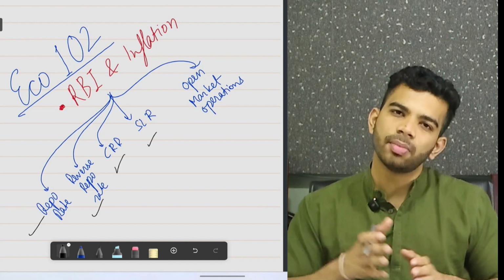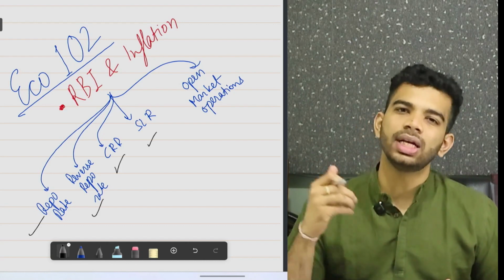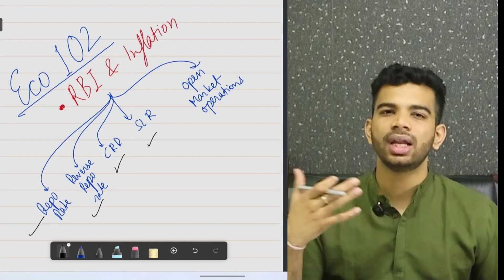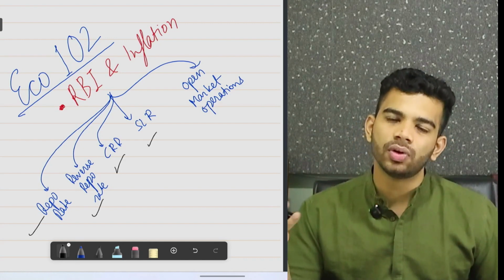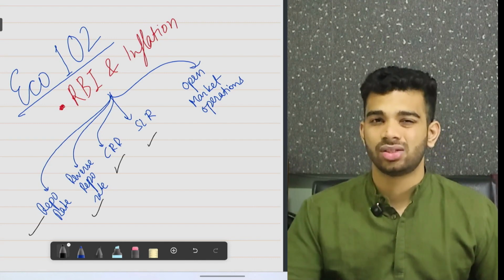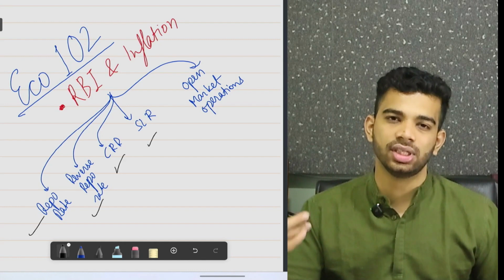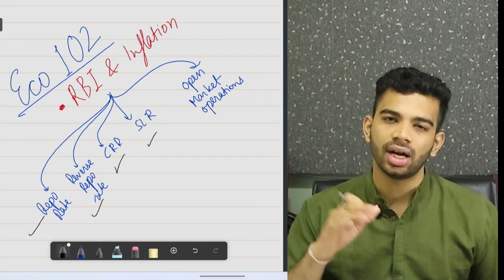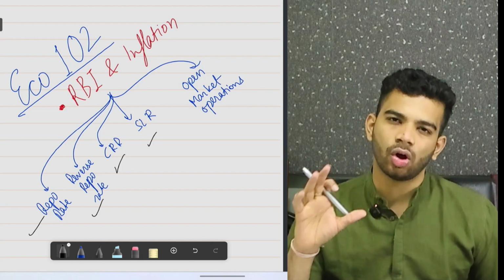The SLR is similar to the CRR, but in this, I don't need to give my money to the RBI, in bare bones terms. Instead, I could invest that money in government approved securities or any security that the RBI tells me is compliant with the SLR policies. So this again works in a very similar fashion as the CRR. So CRR and SLR, similar concepts you need to know about.